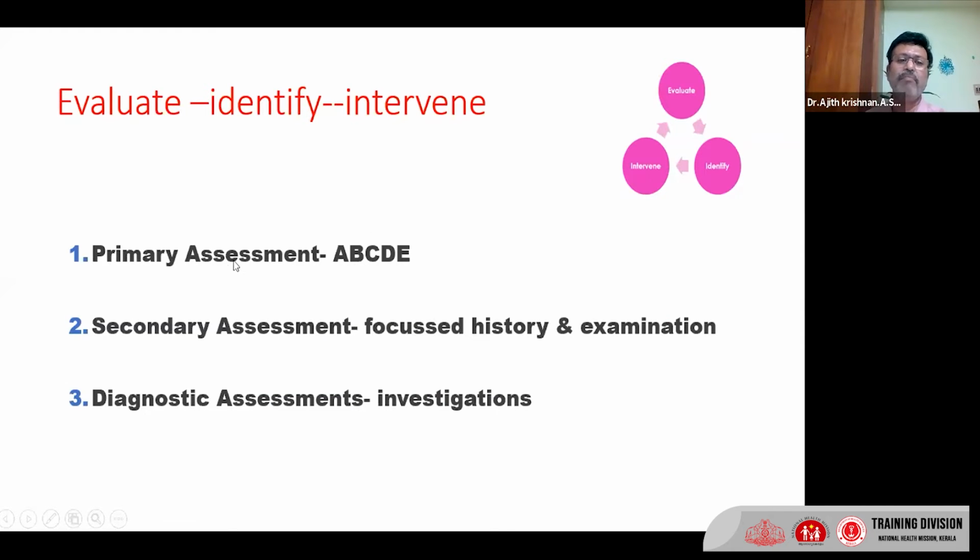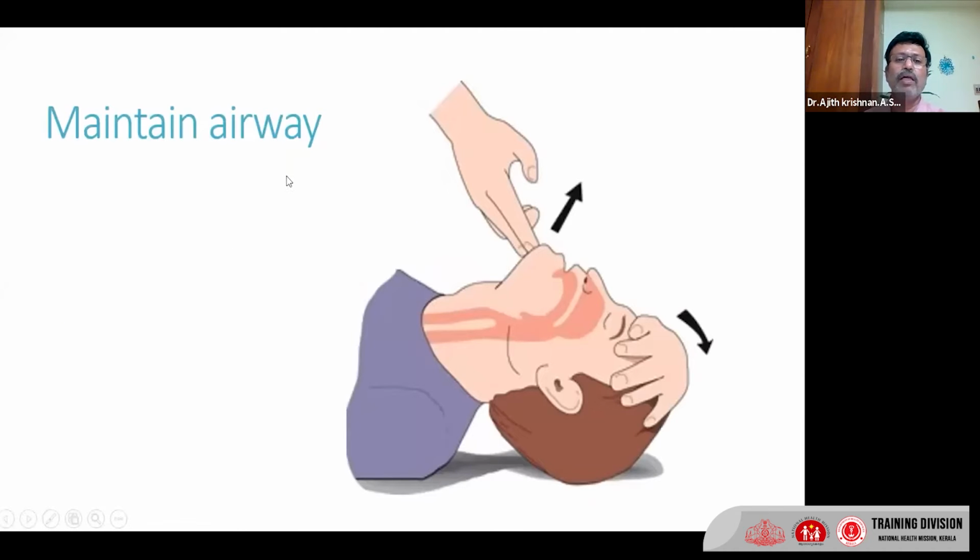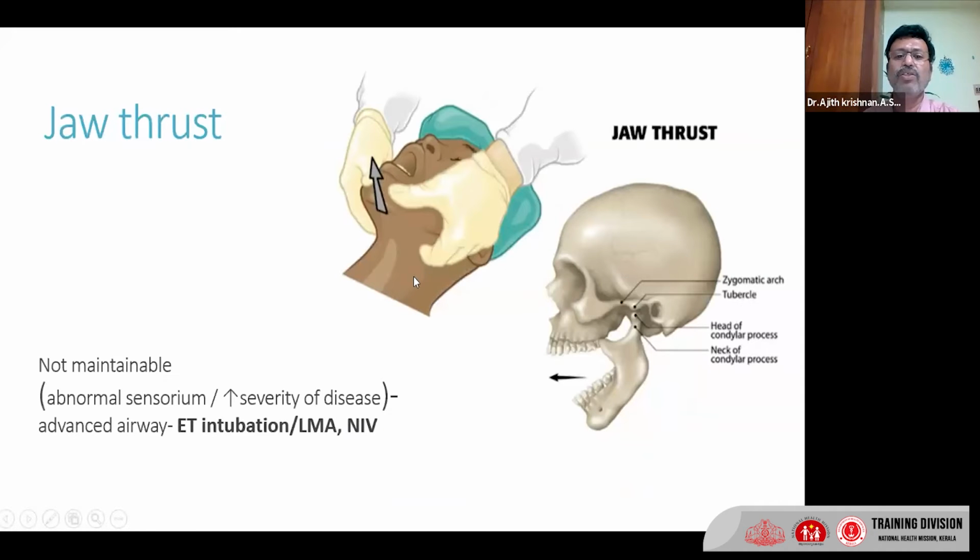This is done by primary assessment, that is A, B, C, D, E, and secondary assessment, focused history and examination, and you investigate the child for finding out the cause of the problem. The airway and breathing will be dealt with by Dr. Jayakrishnan after my presentation, so I will just go through. If the airway is not maintainable, you have to maintain the airway by chin lift or jaw thrust.